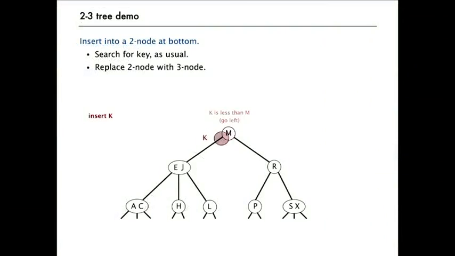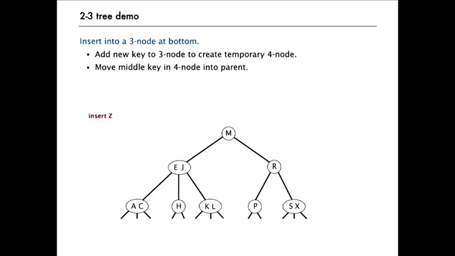K is less than M, so we go left. K is greater than both keys, so we go right. K is less than L, so the search ends at the left link of L. And to perform an insertion, all we need to do is replace that 2 node with a 3 node containing K. Now K is inserted into the 2-3 tree and it satisfies all the rules.